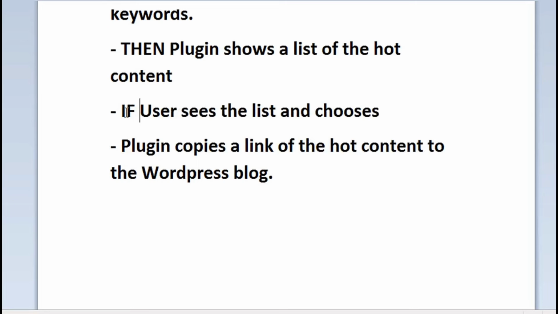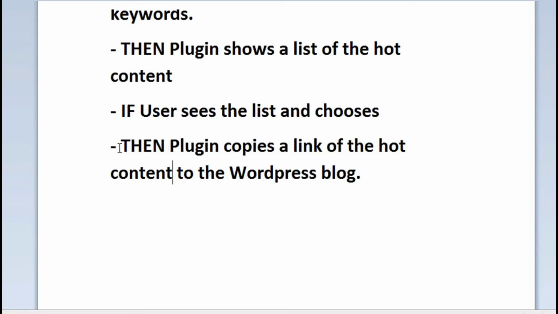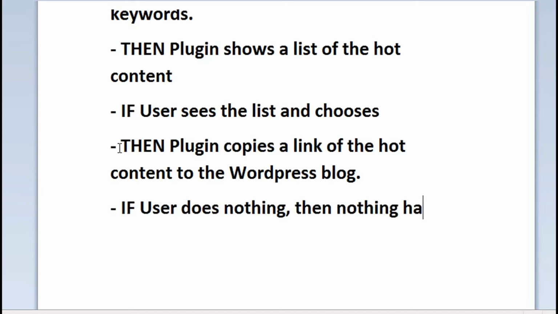Then if the user sees a list and chooses, then this. Now obviously if the user does nothing, then nothing happens. So it's pretty self-explanatory. Most of the time that's the case. So we're pretty much done now. That's all we need to do.